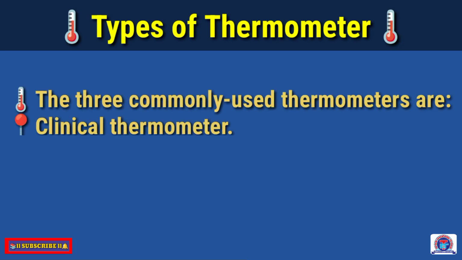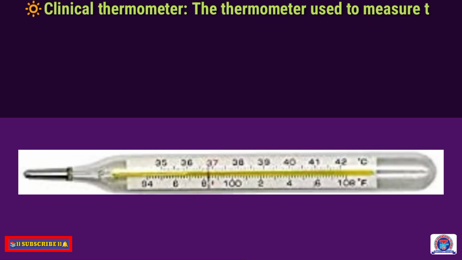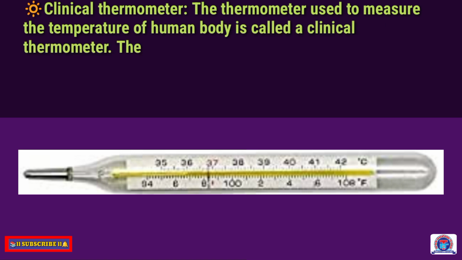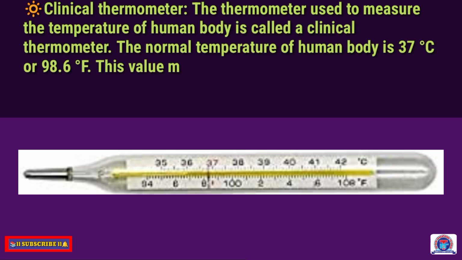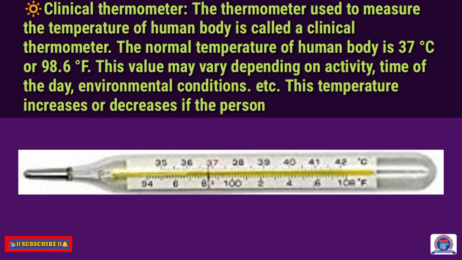Now different types of thermometer. The 3 commonly used thermometers are the clinical thermometer, digital thermometer and laboratory thermometer, right? About the clinical thermometer. The thermometer used to measure the temperature of the human body is called a clinical thermometer. The normal temperature of a human body is 37 degrees centigrade or 98.6 degree Fahrenheit. This value may vary depending on activity, time of the day, environmental condition. This temperature increases or decreases if the person is ill, right?